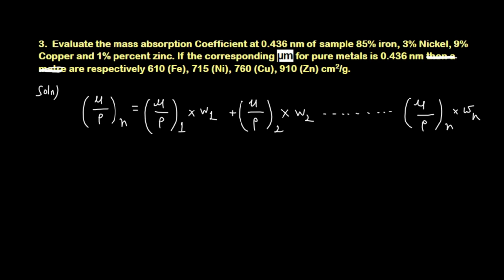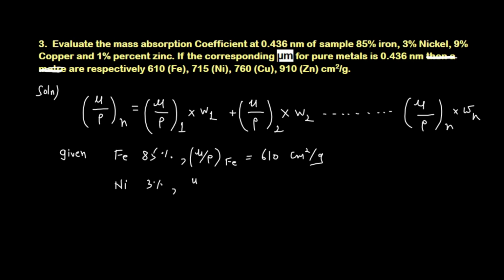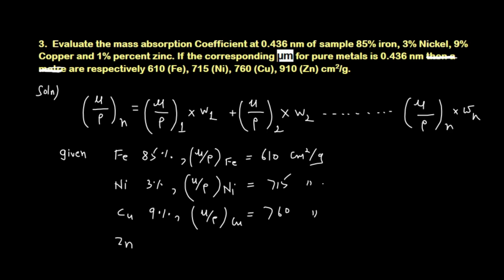And you have been given various things. So what we can do, first of all, for iron, percentage is 85%, and mu by rho for this iron is 610 centimeter squares per gram. And then after iron, you are having nickel, the percentage of copper is 9, and the percentage of the zinc is 1% only. At different percentages, you are having the different values of this.